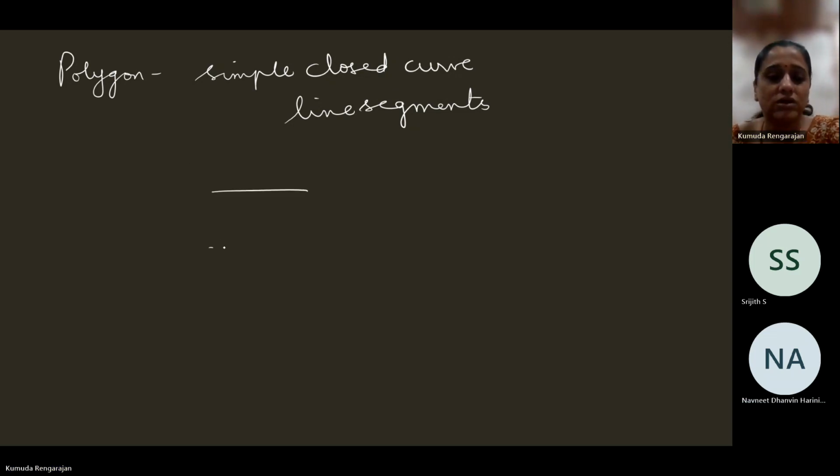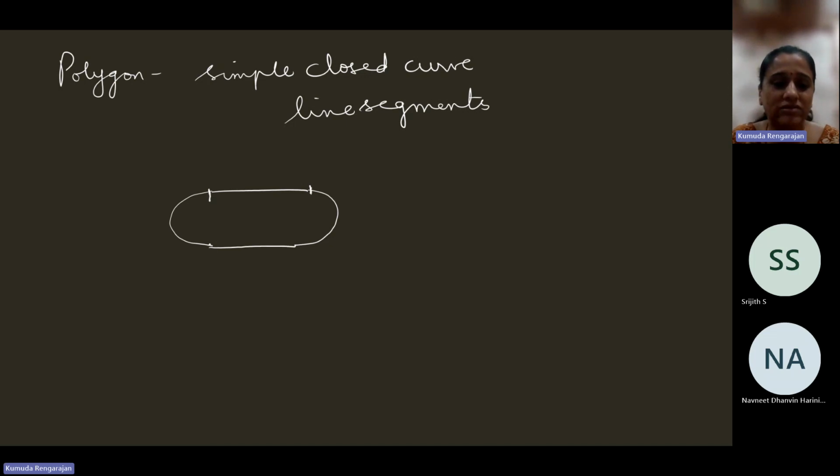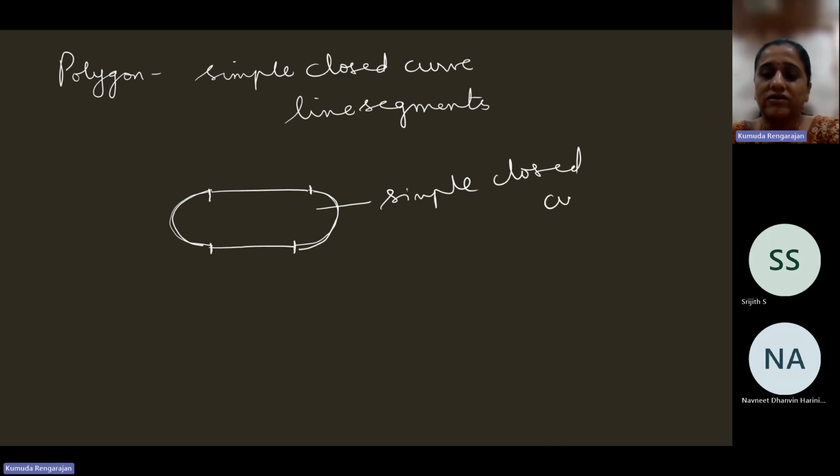So this figure is not a polygon because you can see two line segments and two other pieces which are not line segments. So this one is a curve. It is a simple closed curve, but it is not entirely made of line segments, and hence it's not a polygon.